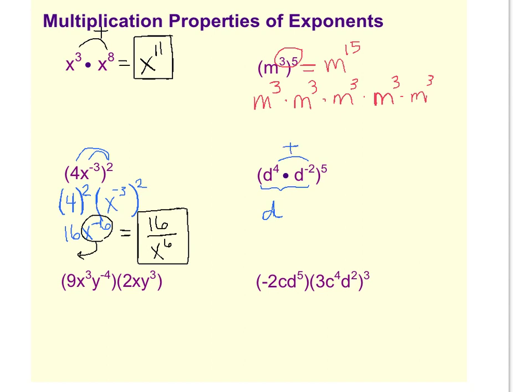So 4 plus a negative 2 is 2. Well, that was inside the parentheses. It's still being raised to the 5th power. And now we have d squared to the 5th power. And when you have your power to a power, we multiply our exponents. So we're going to end up with d to the 10th. And that will be our final answer on that one.